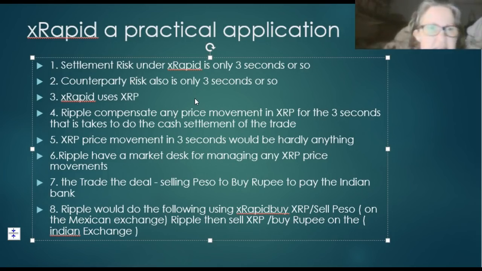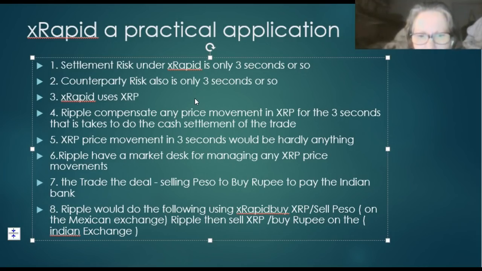So we've seen blogs from certain people talking about price increase and slippage, which again are two different things, but I won't go into that because I mentioned it in my previous YouTube. Ripple have said that they will compensate any price movement in XRP over the 3 seconds that they cash settle the trade. How much can XRP move within 3 seconds? You be the judge of that. And if it does move, Ripple have said that they will compensate the client.